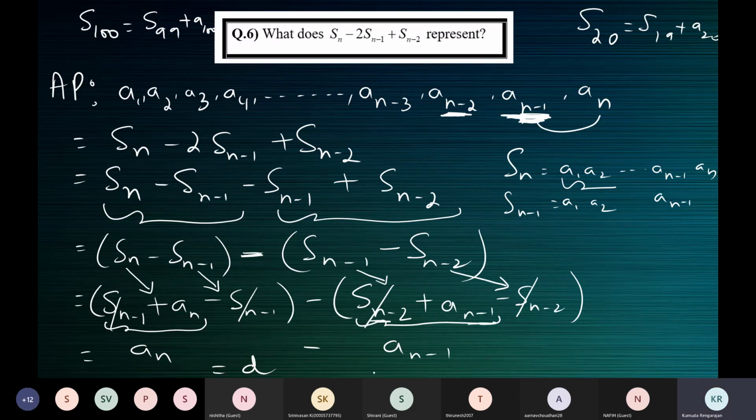So you can see that certain terms get cancelled and we have an minus 1, which is d. You can take down this version also, children.